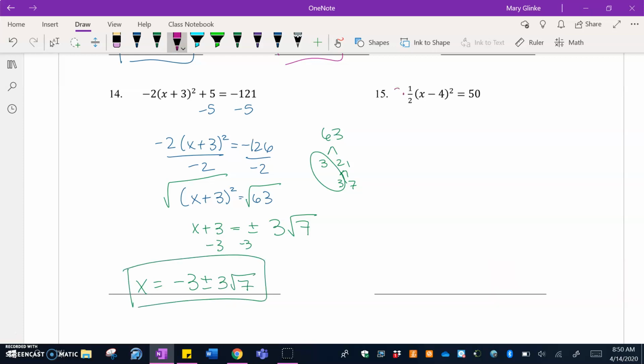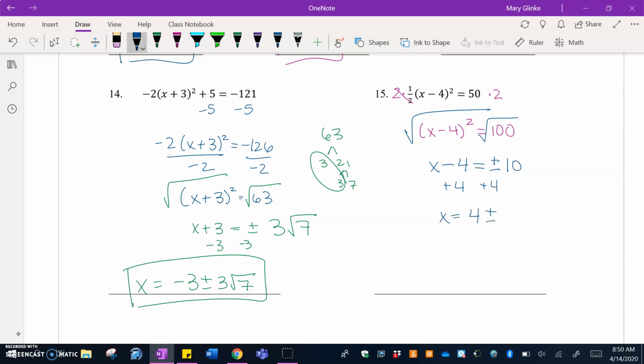Okay, for number 15, we got to get rid of that 1/2 because it's not being squared. We get x minus 4 squared equals 100. We're going to then square root both sides. We get x minus 4 equals positive and negative 10. We move the 4 to the other side, and we get 4 plus 10 and 4 minus 10. And so we're going to go ahead and figure out 4 plus 10 is 14. 4 minus 10 is negative 6. So we end up with two answers, x equals 14 and x equals negative 6.